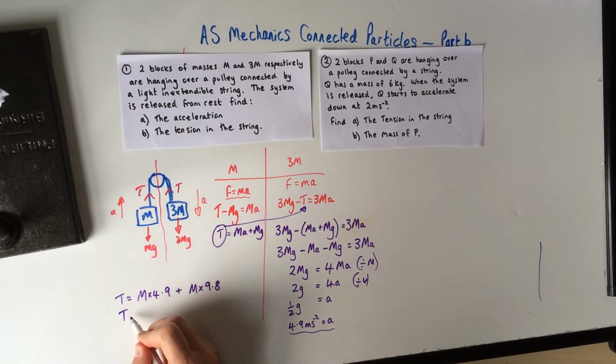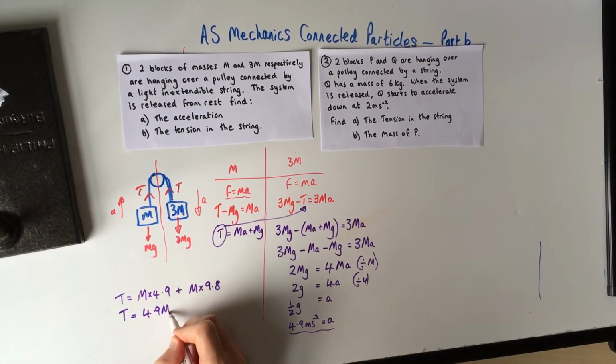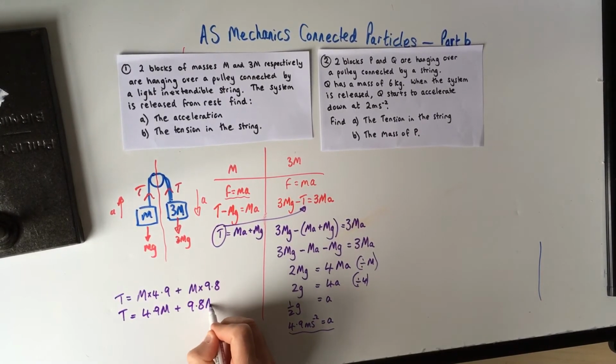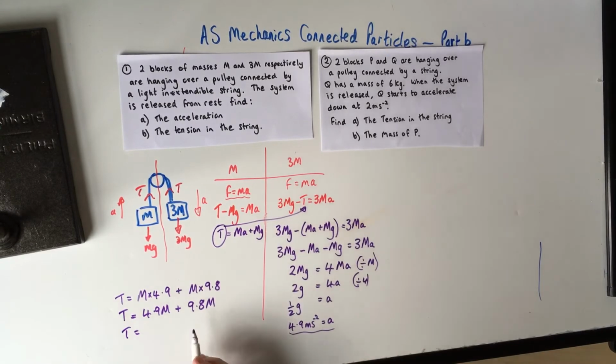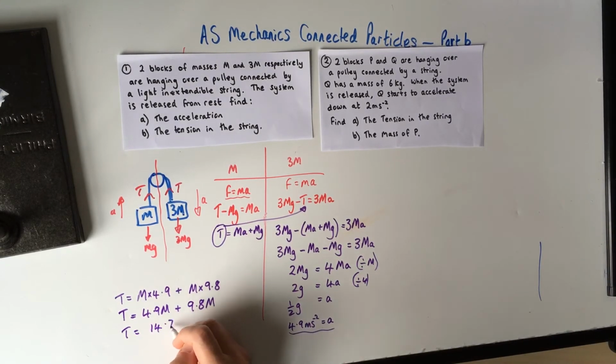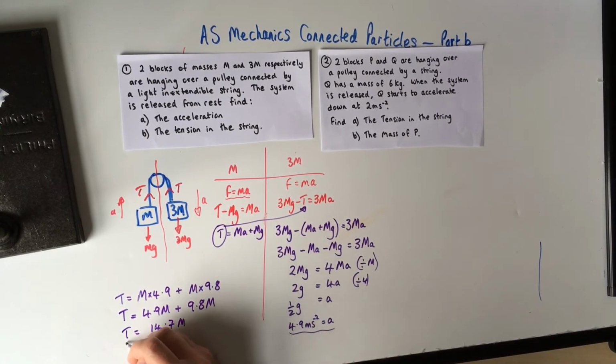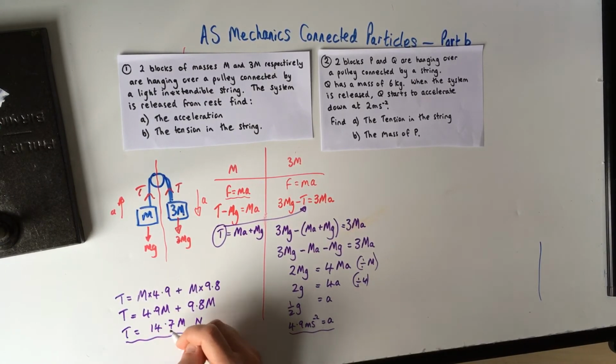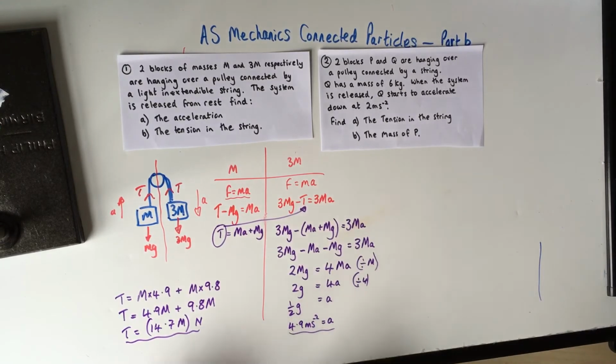So the tension, of course, is 4.9m plus 9.8m. So the tension is 4.9 plus 9.8, what's that, 14.7m, and it's newtons, isn't it? Okay, so 14.7 times whatever the mass is, newtons. That would be the force, the tension in the string. Okay, so that is number 1.